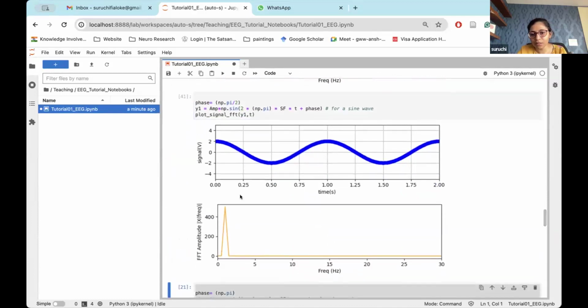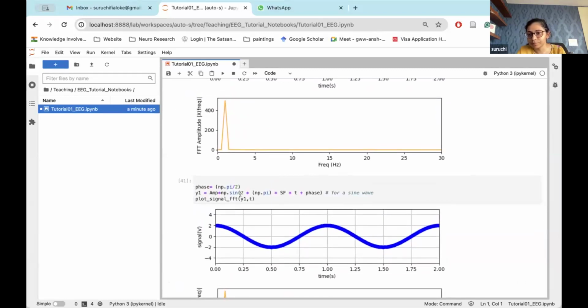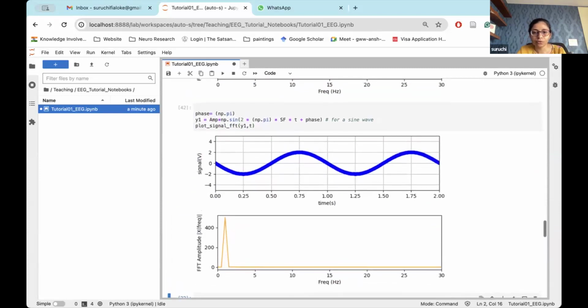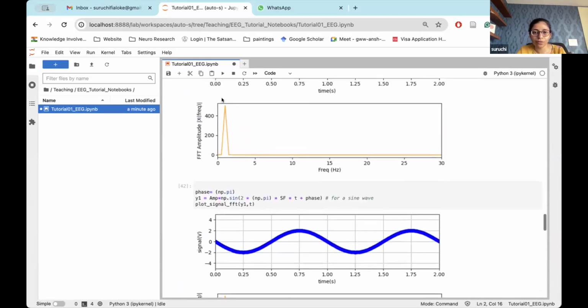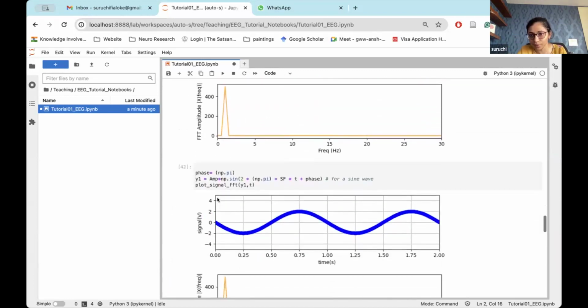If you change the phase, nothing changes in this construct. It doesn't give you any information on the phase. It will give you the same result every time. So this was a different phase, this was a different phase, this was a different phase, and it will give you the same result. It doesn't consider the difference. So for phase analysis, we have to do a different kind of analysis. Just Fourier transform will not give you the phase, it will give you the amplitude and the frequency.